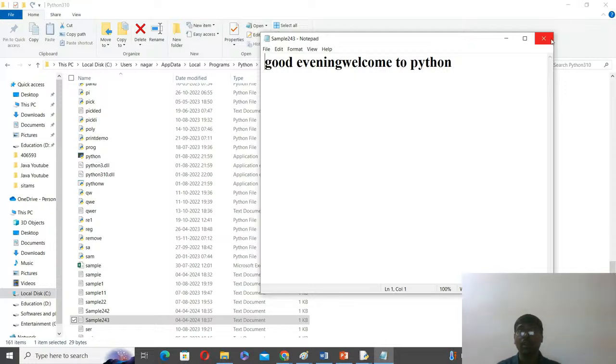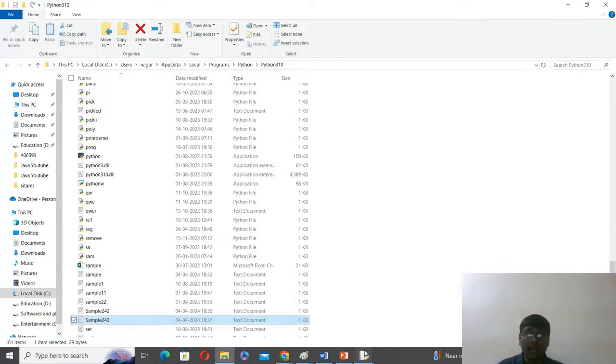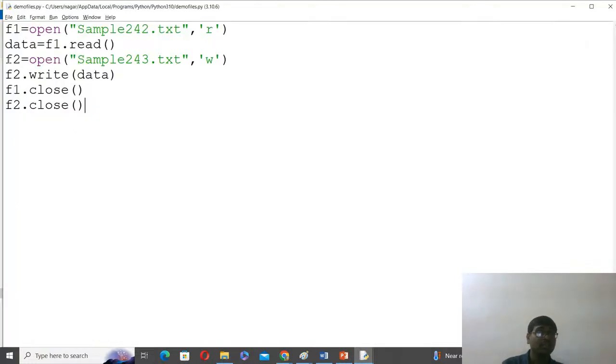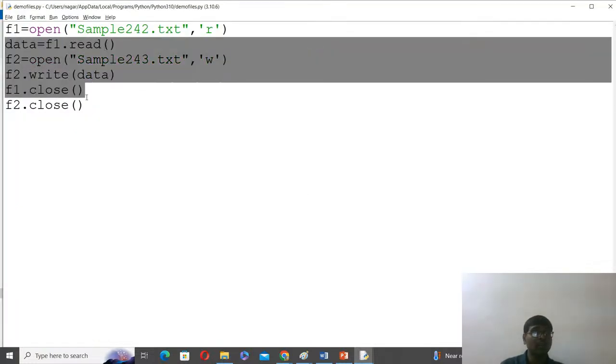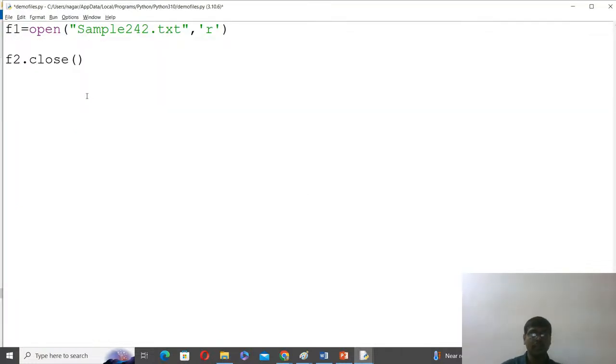That is the way to copy the information from one file to another file. Okay, now I will explain one more point. One method is there, the method is tell. This also plays a very important role. The tell method returns the current position of the cursor.